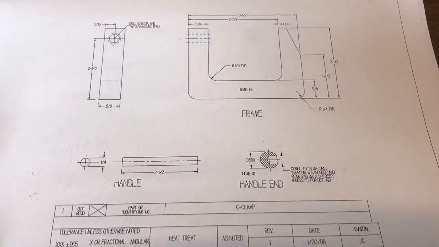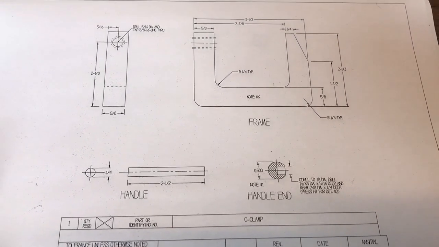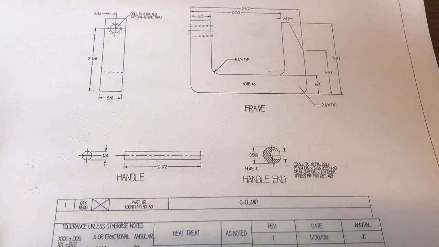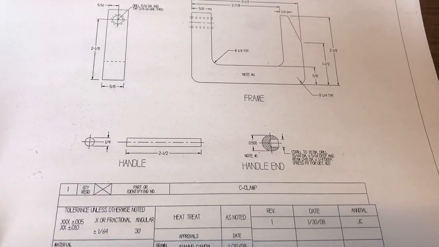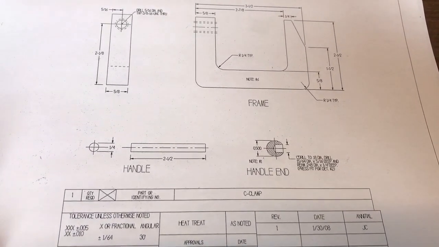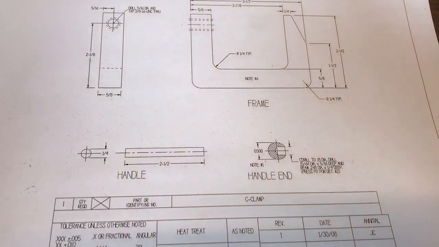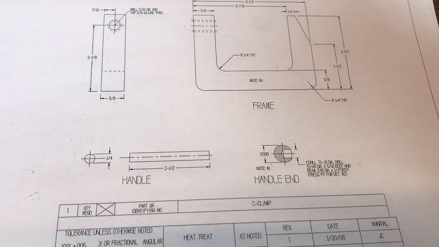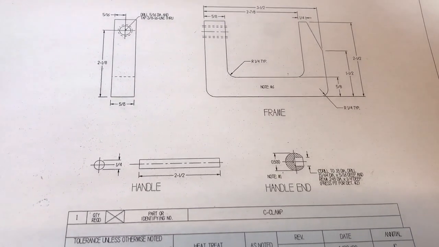Now what we got here is a little simple part. It's a C-clamp frame. What I'm going to have to do with this C-clamp frame is go about creating the geometry to begin with. So I haven't got the geometry. All I was given was the blueprint here. So if I want to program this on a CAD CAM system, the first thing I gotta do is draw it up. So let's go there and start doing this right here.